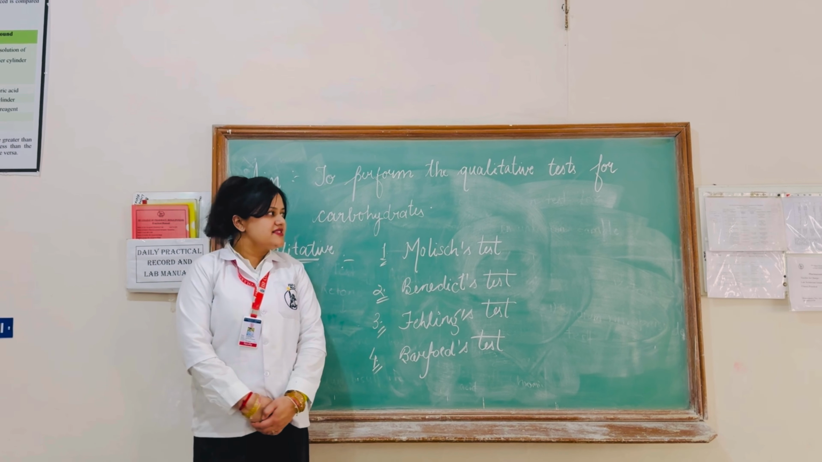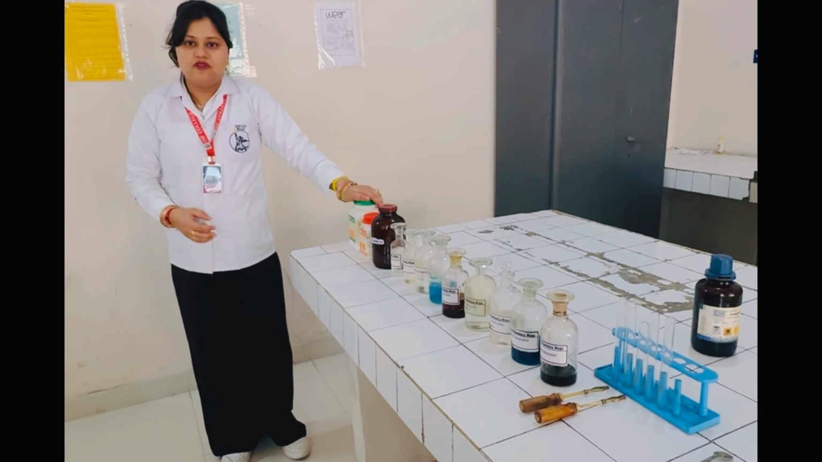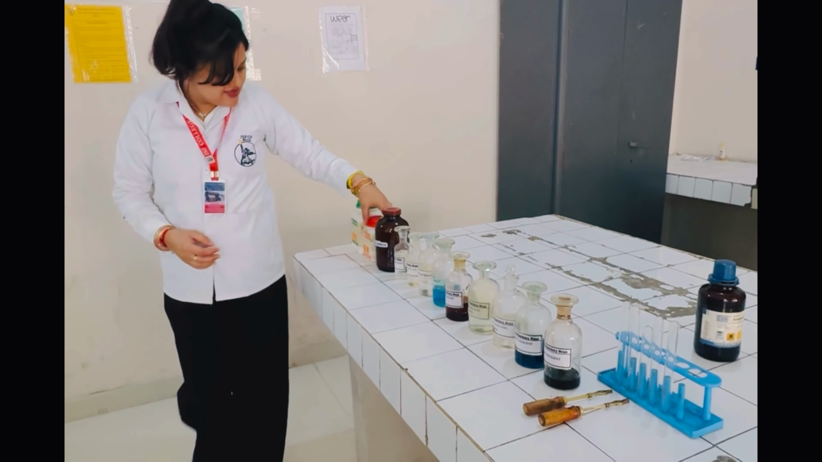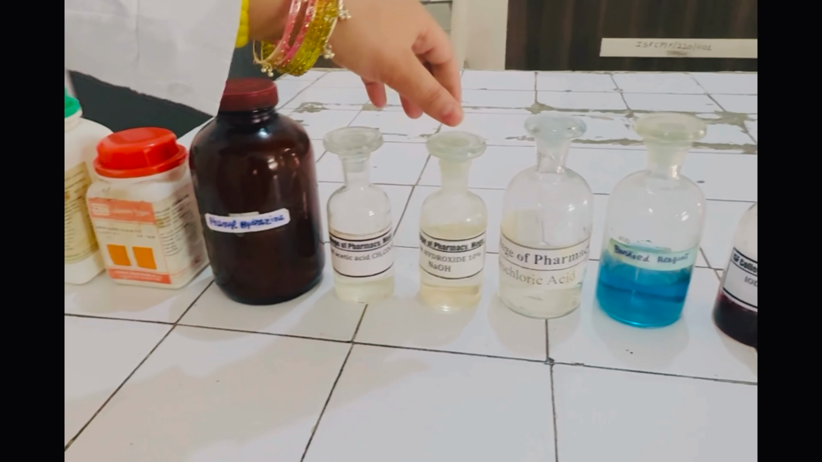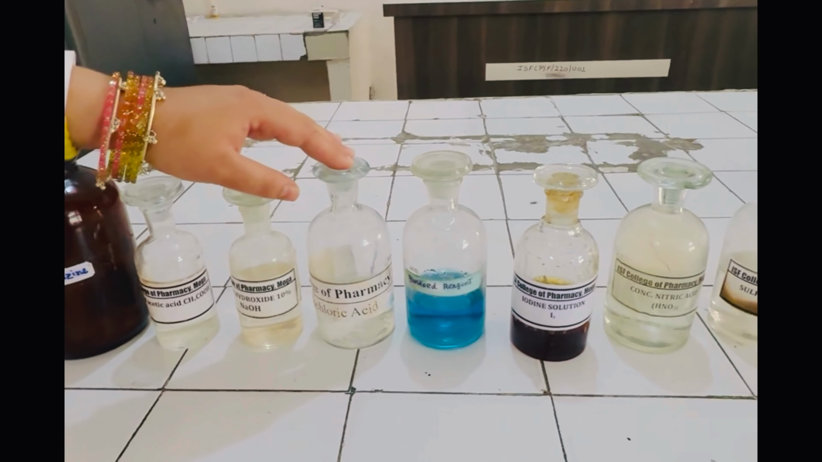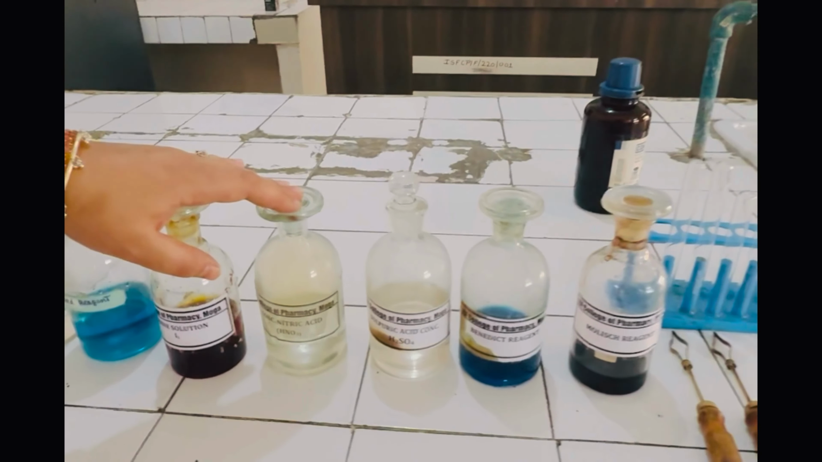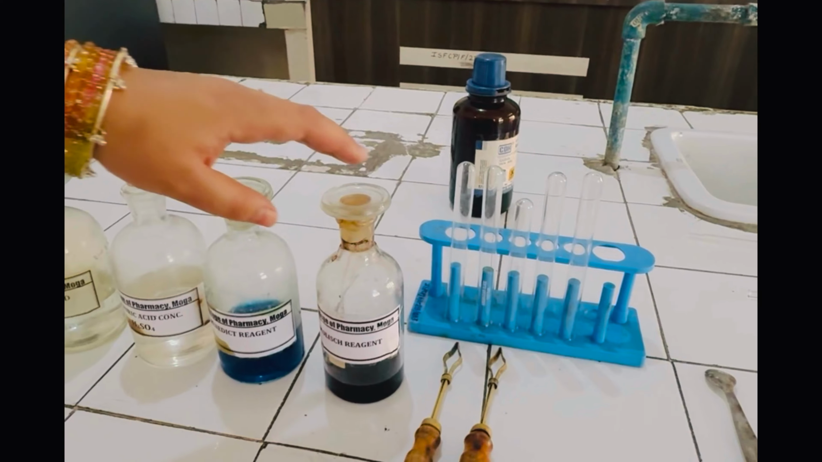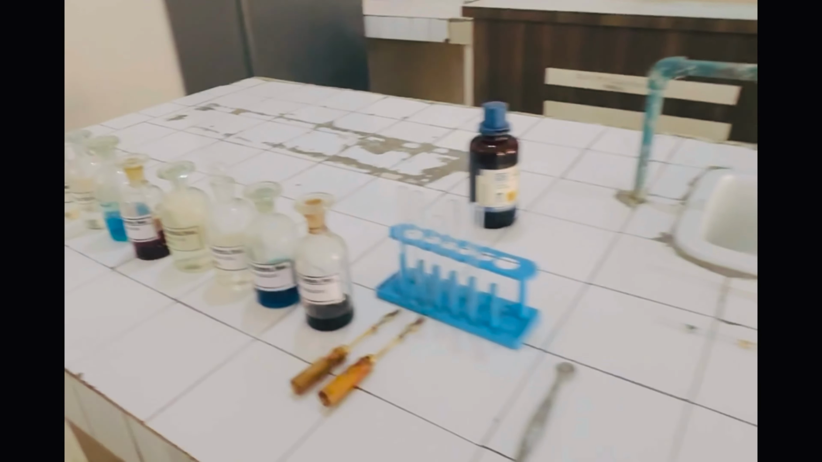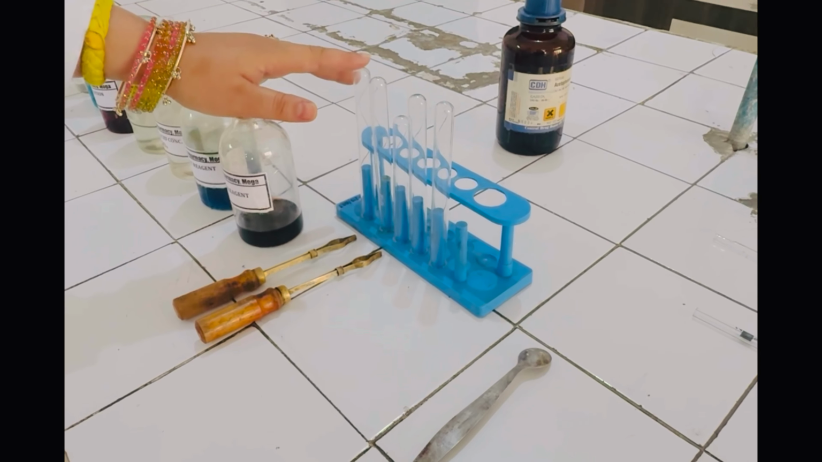Performing identification tests of carbohydrates, the chemicals needed are: this is the unknown sample which is required for performing the test. This is sodium acetate, phenylhydrazine, acetic acid, sodium hydroxide, HCl, Barfoed's reagent, iodine solution, nitric acid, sulfuric acid in concentrated form, Benedict's solution, and Molisch reagent. Coming to the glassware, here are the required glasswares for performing the test. A very important glassware is the test tube holder, and this is the spatula.